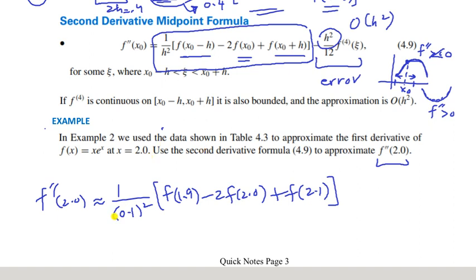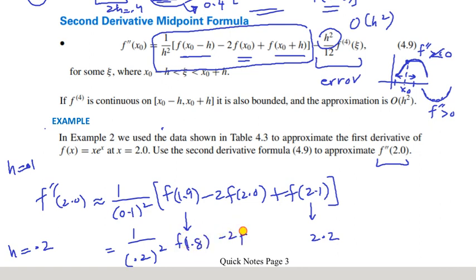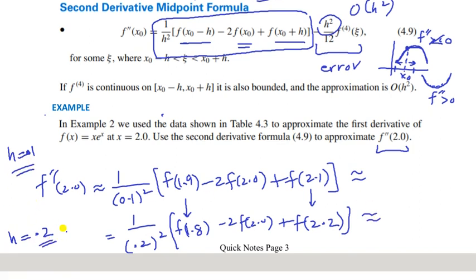So this will be my answer. This is with h is equal to 0.1. If you want to use h is equal to 0.2, okay, my table also has values 1.8 and 2.2. So if I use value 1.8, then this automatically becomes 2.2, right? Because this is with h is equal to 0.2. Outside it will be 1 over 0.2 square, right? And f of 1.8 minus 2 f of 2.0, because the midpoint is the same, plus f of 2.2. So this is your formula. These are two separate answers, this with h is equal to 0.1, this with h is equal to 0.2. So these are calculated.